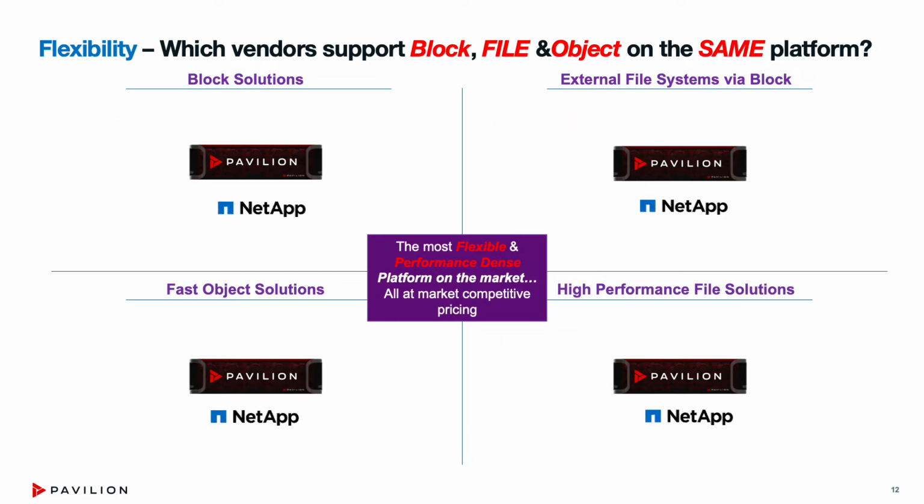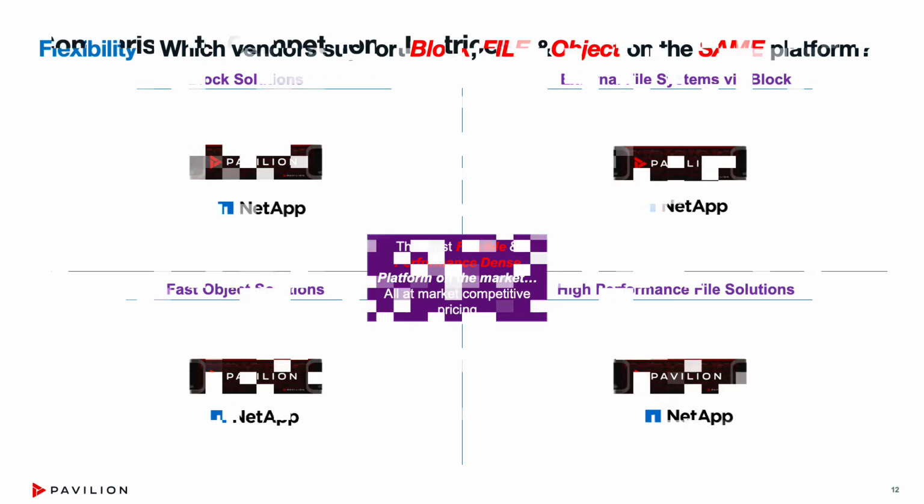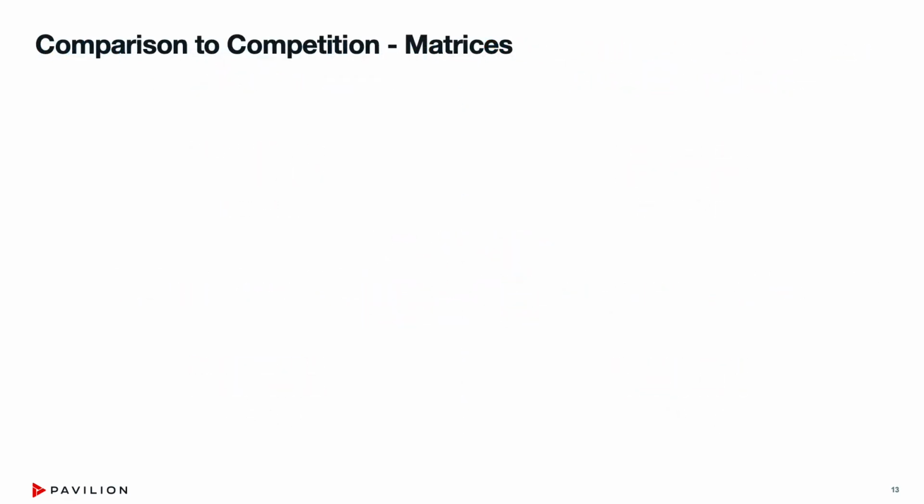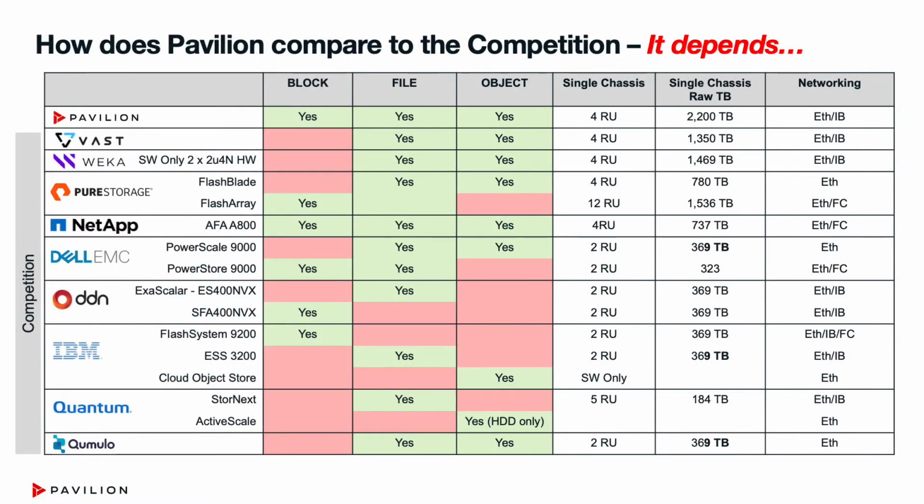Well, that comes down to Pavilion and NetApp. So Pavilion, the most flexible, performance-dense platform on the market, all at market competitive pricing. Now let's look at the competition and compare that, kind of some matrices of major functionalities and capabilities. So how do we compare to the competition?